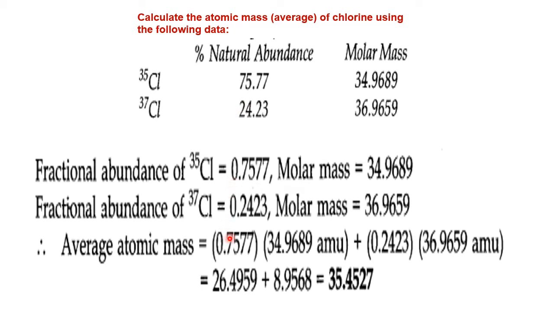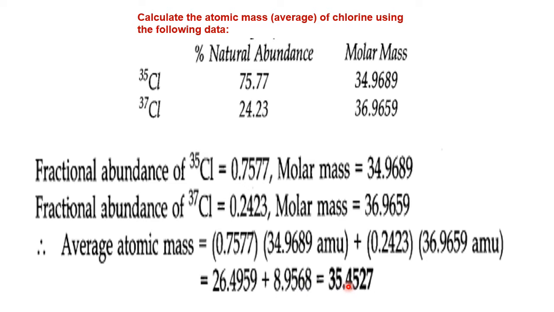So the formula is 75.77% of 34.9689 plus 24.23% of 36.9659. Of means here into. So if you multiply and simplify, you will get 26.4959 plus 8.9568. That gives you 35.452.